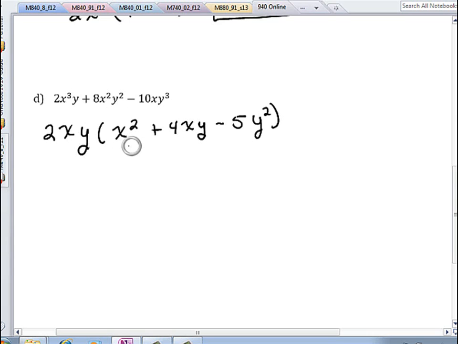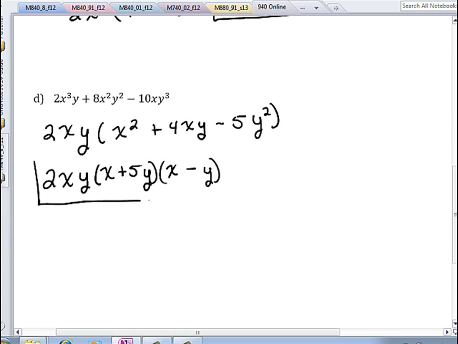So now this polynomial inside the parentheses will factor. We have 2xy, and we're going to have 2 groups here. And the way that we would factor the x squared is x and x. And then the last term has to be a negative 5y squared. So the last term part is going to contain a y. And we just need to figure out how to factor the negative 5, so the sum will give us this positive 4. And so that's going to be positive 5 and negative 1. So this one factors as 2xy times the quantity x plus 5y times x minus y.